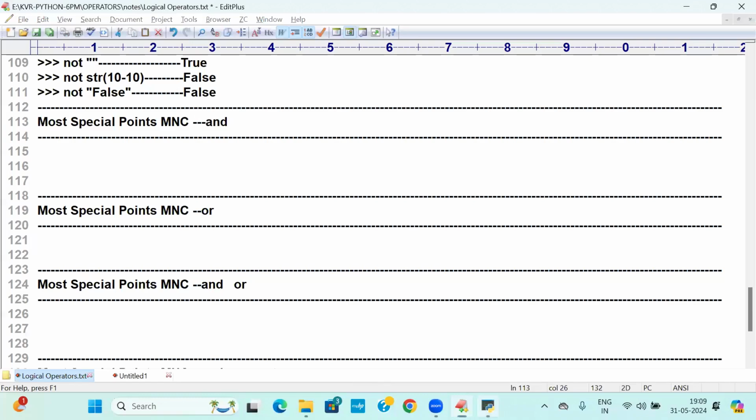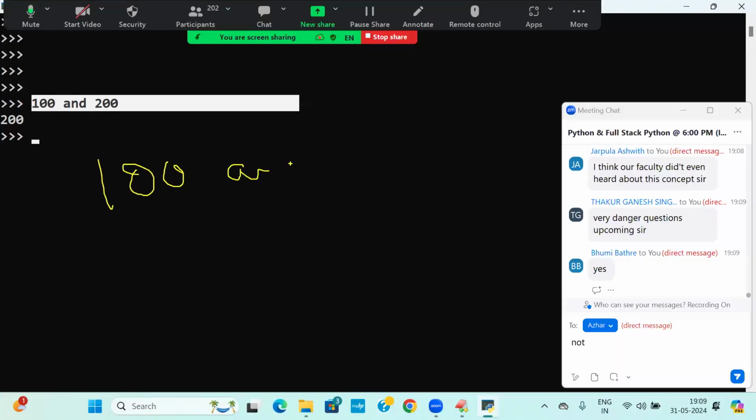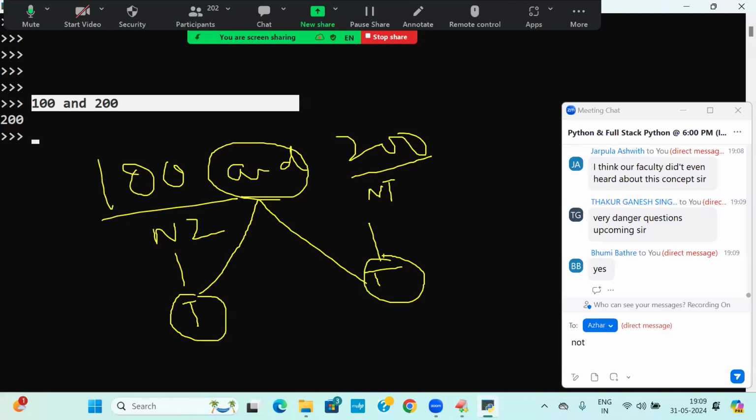Okay, students, answer my question. Did you understand the logic? Once again, Seema did not understand. 100 and 200. Seema, I'm explaining for you. 100 and next is what? 200. What is the first one? Non-zero. Non-zero means what? True. 200, non-zero, also true. In short circuit evaluation, when the first one is true in the case of AND, definitely it will go to the second one.